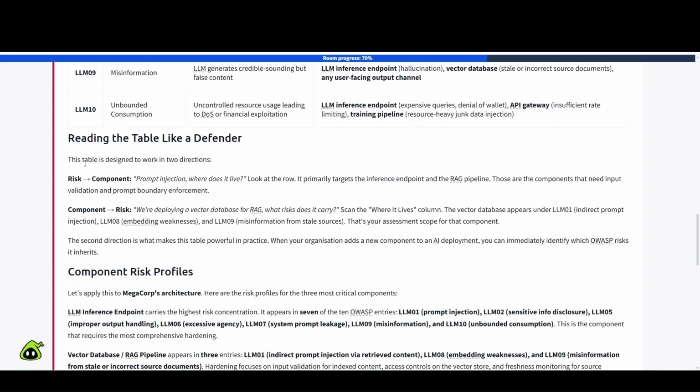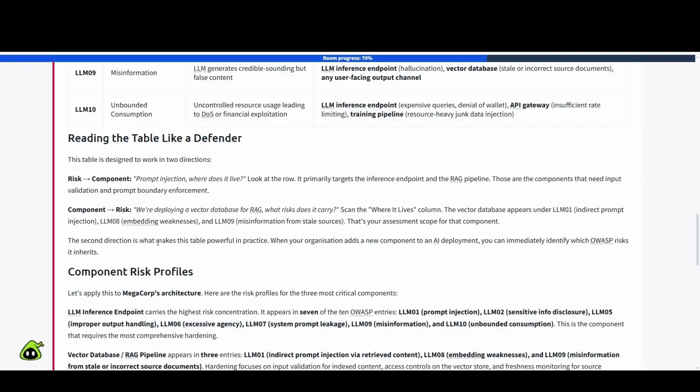Reading the table like a defender, this table is designed to work in two directions. Risk to component: take prompt injection. Where does it live? Look at the row. It primarily targets the inference endpoint and the RAG pipeline, the components that need input validation and prompt boundary enforcement. Component to risk: we're deploying a vector database for RAG. What risk does it carry? Scan the where-it-lives column. The vector database appears under LLM 01, indirect prompt injection; LLM 08, embedding weaknesses; and LLM 09, misinformation from stale sources. That's your assessment scope for that component.